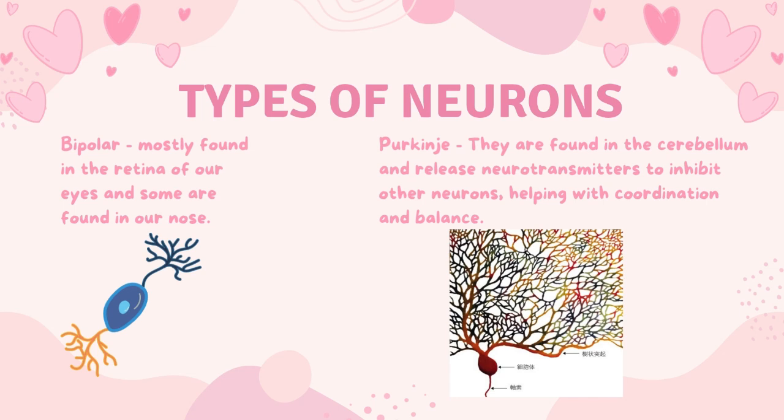And the last one is Purkinje neurons. They are found in the cerebellum and release neurotransmitters to inhibit other neurons, helping with coordination and balance. Inhibition is the process that keeps other neurons from firing. Inhibition helps us control our impulses and think before we act, which is very crucial and we need it in life. Because they're found in the cerebellum, which is the part that helps in coordinating movement, maintaining posture and balance, and controlling muscle tone.